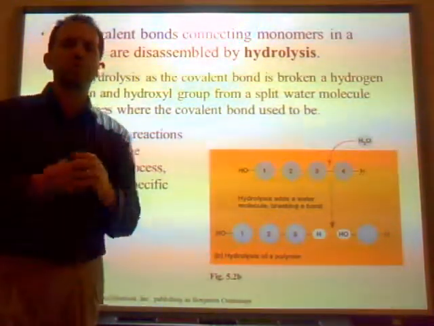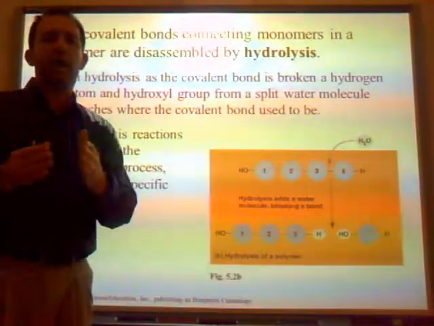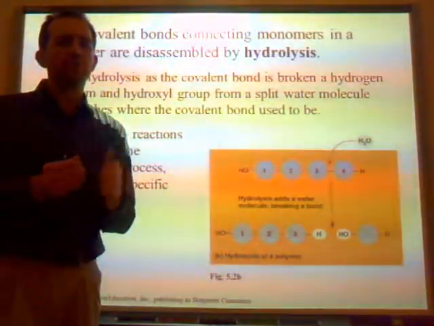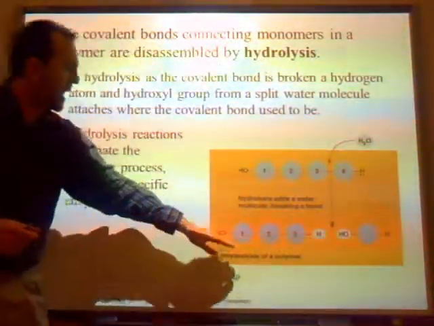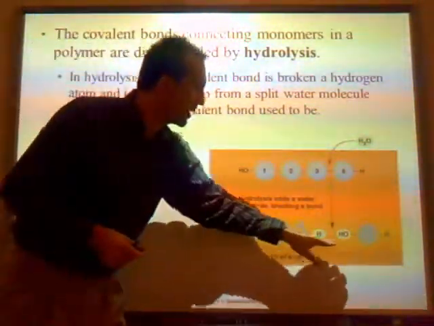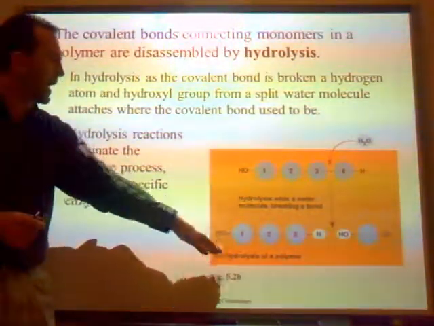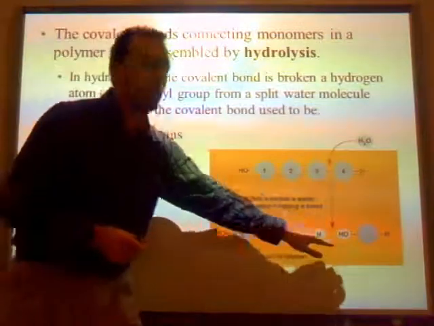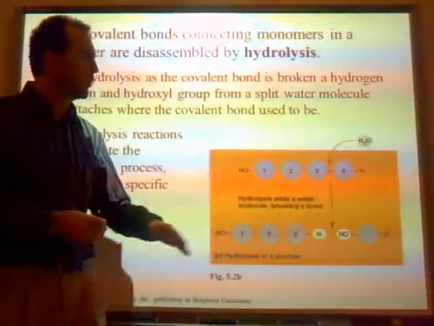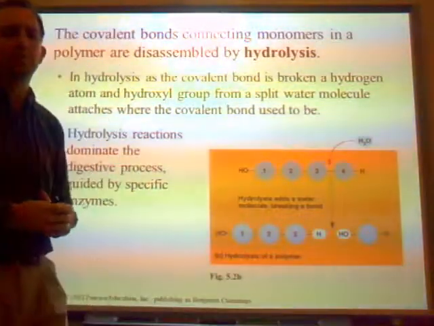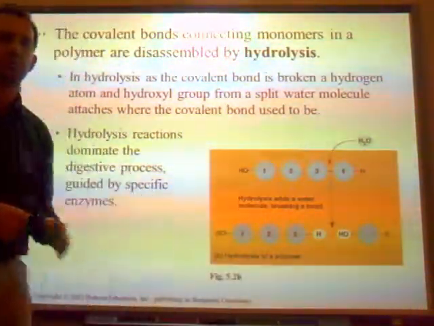In essence, we're going to split water into its component parts, hydrogen and hydroxyl group, or hydrogen and hydroxide, and they are going to be added to the corresponding portions of a polymer. Now you're going to end up with smaller chain polymers, or if we want to go down to an individual level, we can break this down into the monomer level. So just make sure you keep that in mind.